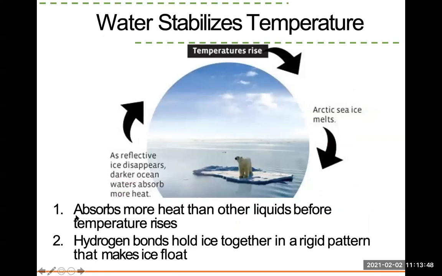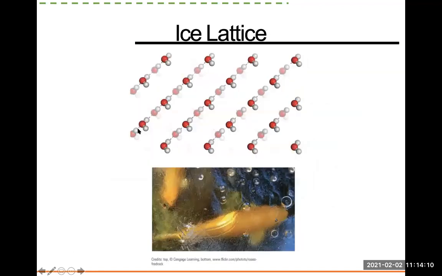So like I said, water stabilizes temperature. It absorbs heat more than other liquids before temperature rises. And that's why cities near large bodies of water have very stable temperature. Another thing is hydrogen bonds, they hold ice together. So here in this photo showing hydrogen bonds are attaching to the oxygen and holding ice together.